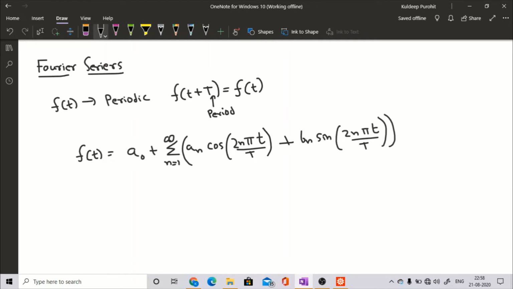I hope that most of you have learned this in your mathematical physics course. To write this function as a series, the most important thing is that you first have to determine what is your a0, what is your an, and what is your bn. These a0, an, and bn are known as the Fourier coefficients, and they depend on f of t. For different functions the values of a0, an, and bn will change. So what is the formula for a0, an, and bn? It is like this.